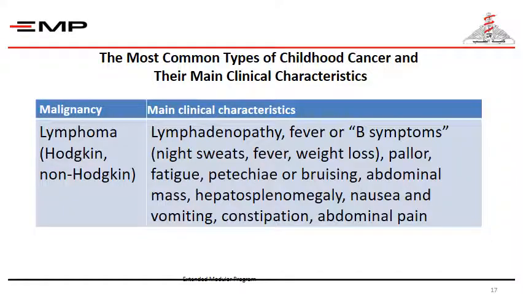The hallmark of lymphoma, whether Hodgkin or non-Hodgkin, is presence of lymphadenopathy. Systemic manifestations in the form of night fever, night sweats, significant weight loss would classify Hodgkin's disease into A or B category according to absence or presence of such symptoms. Pallor, fatigue or bruises, abdominal mass, hepatosplenomegaly, nausea and vomiting, constipation, or abdominal pain.